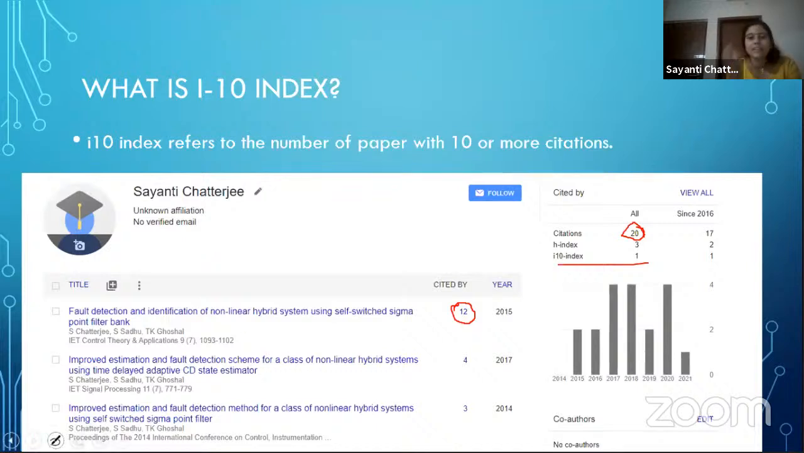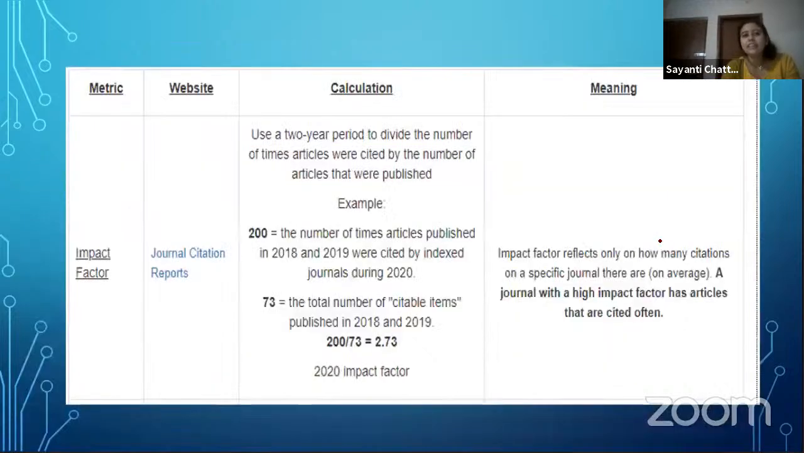Another important thing is, what is the H index? Here you can check my first journal has 12 citations. The next journal has 4 citations. The next journal has 3 citations. Now, if we think about these citations, what is the minimum value of the citation of each journal? It is 3. So my H index is 3. Clear? So this is the H index.